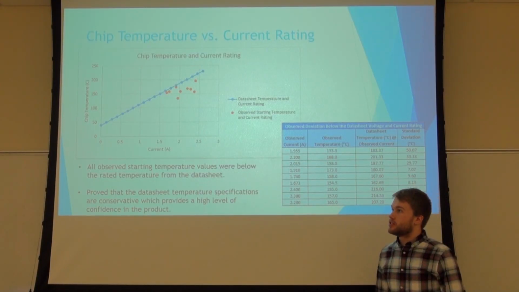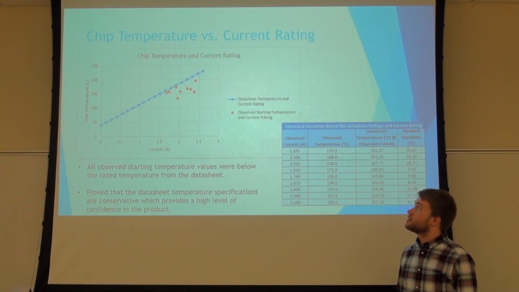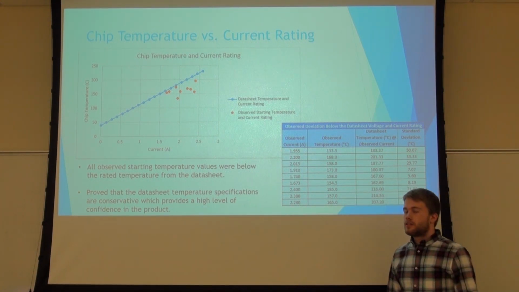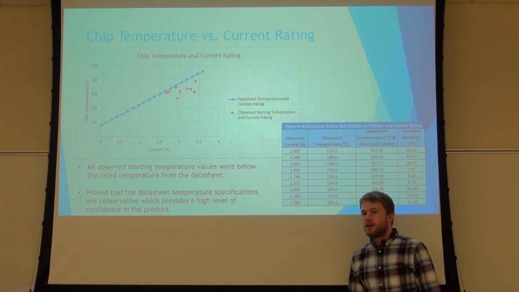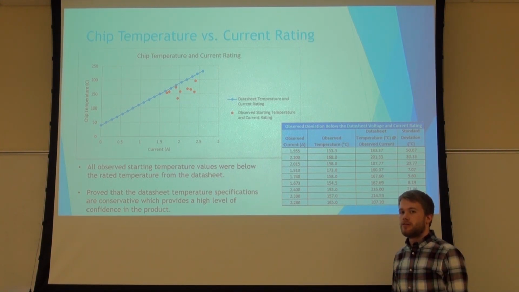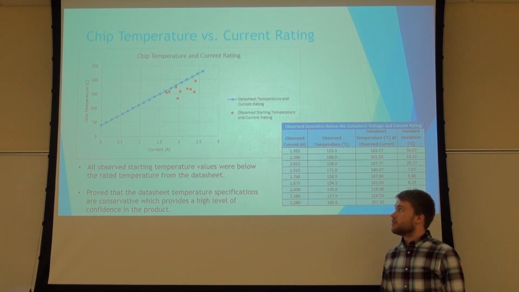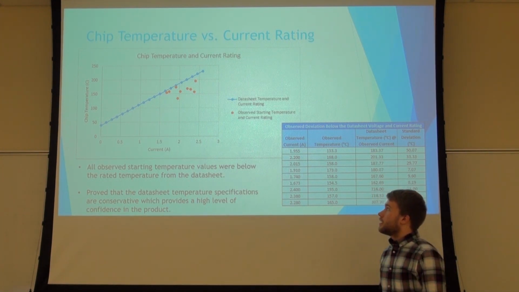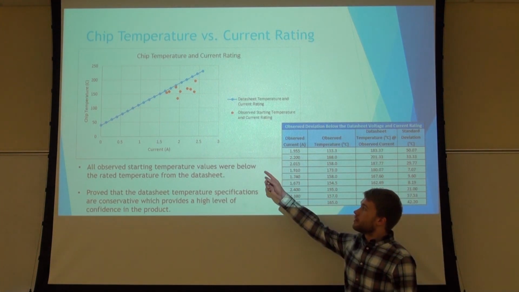So our first test was to check if the datasheet temperature versus current ratings were actually accurate. We decided to take our sample of 9 chips and connect them up to the datasheet rated load of 75 watts. And then we recorded the steady state temperatures of each chip, and plotted that on a graph as shown here.